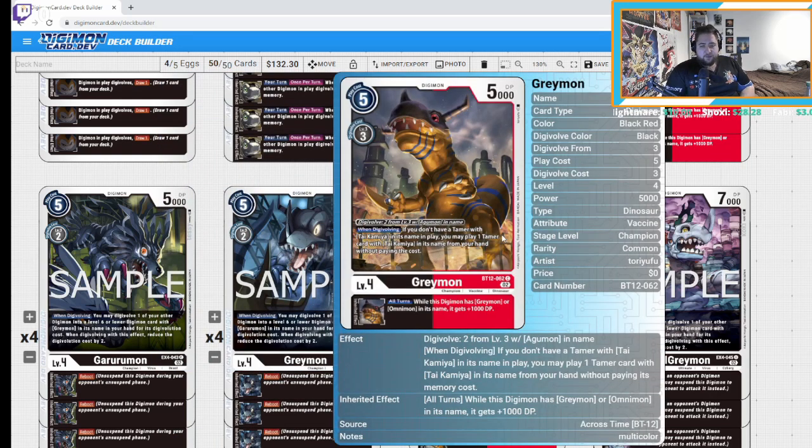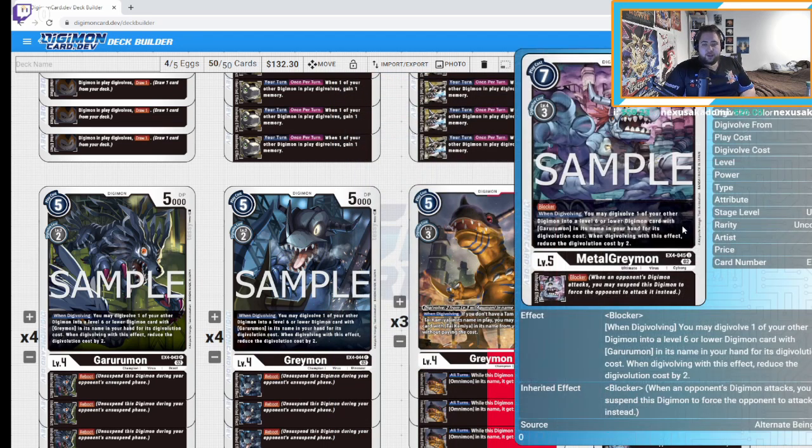Then we have the Greymon here, what we're playing, because the 1000 DP is pretty nice, and we need more Greymon in it, so we have a higher Greymon count. We don't exactly have Garurumon, which is pretty nice, or a searcher, which helps us, that is black, so you need to play this Greymon here.